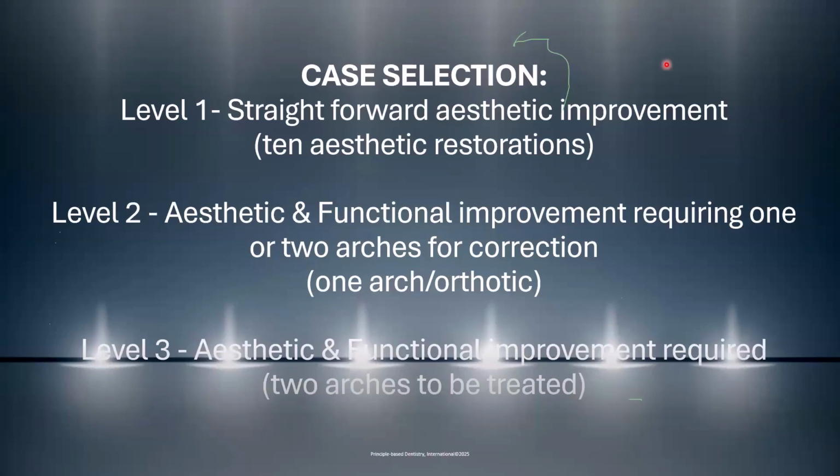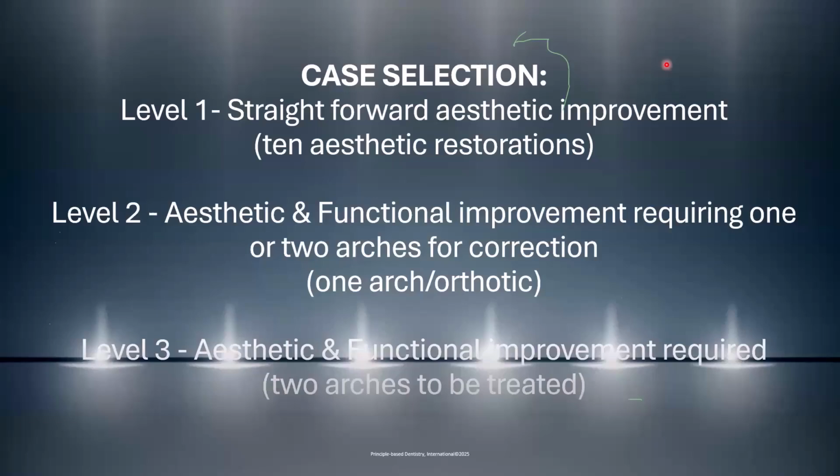So what you're going to do is restore the vertical and anterior-posterior position of the mandible against the maxillary restorations to improve the aesthetics and level out the occlusal plane. Ultimately, it may require that you do two arches. But in level two, we do two arches in two different visits. So the first appointment, we would do the upper arch, and the second appointment, we do the lower arch.